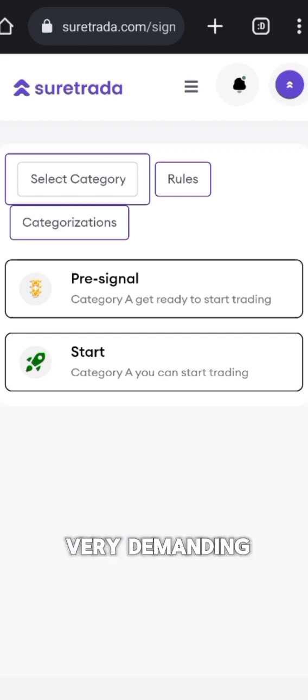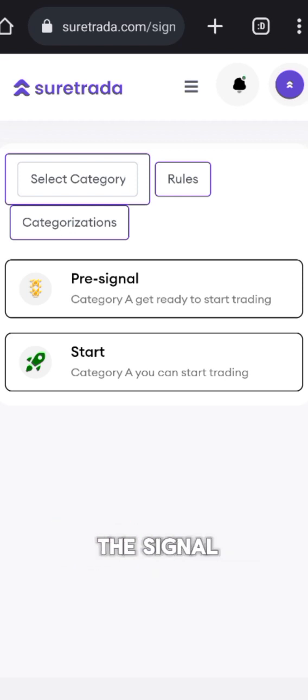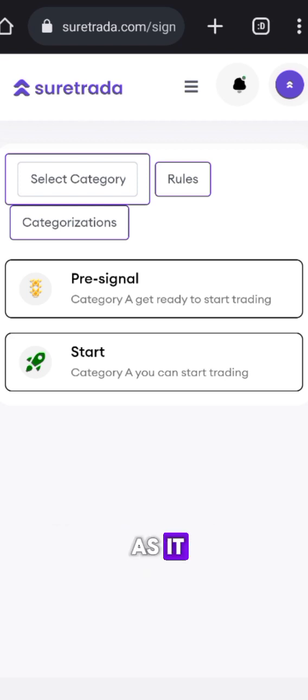Category A is actually very demanding, and if you have enough capital, you can be in category A. That way, you can trade. You have more trade signals because you have enough fund to stake on the signal. Category B is less demanding, as it requires a lesser capital, which is 48,000 naira. Then category C, which seems to be the safest, requires a minimum of 20,000 naira.